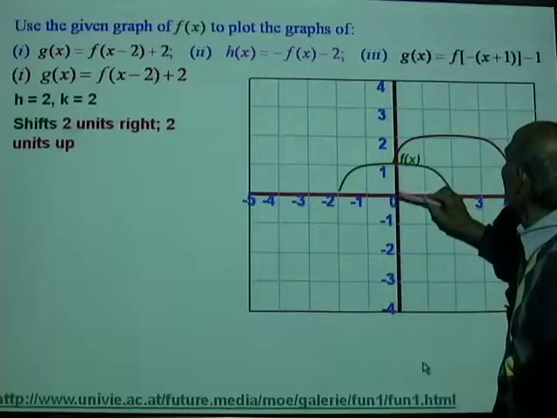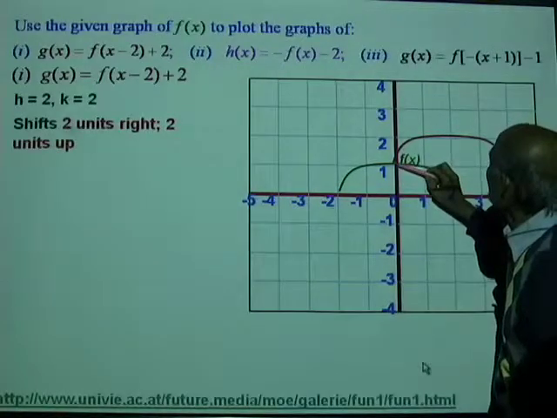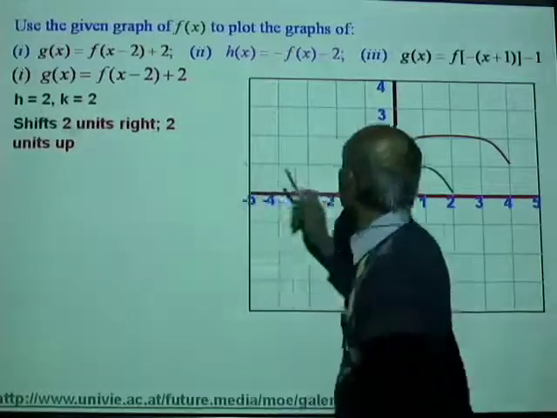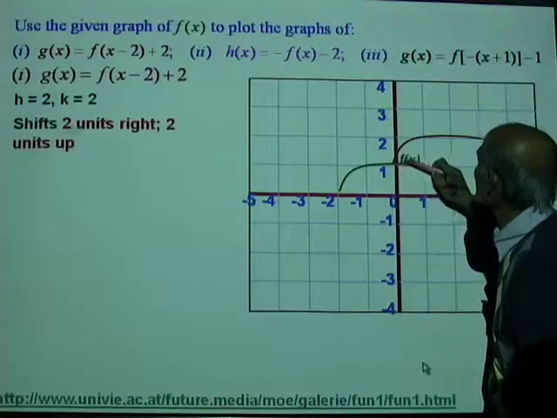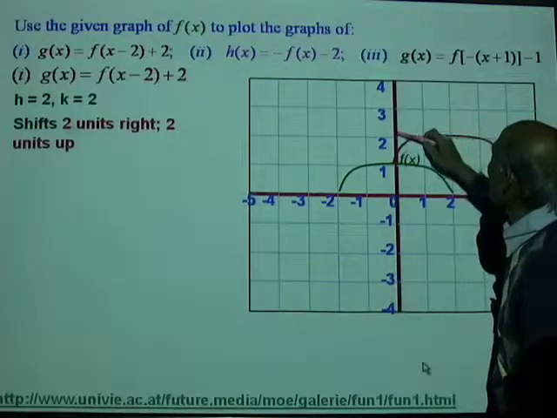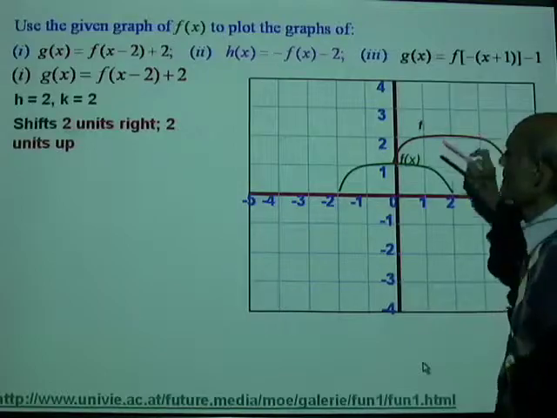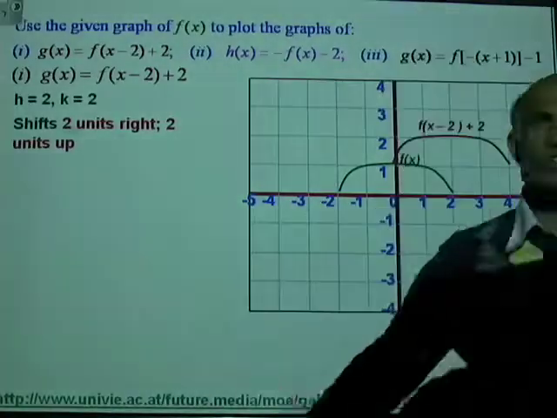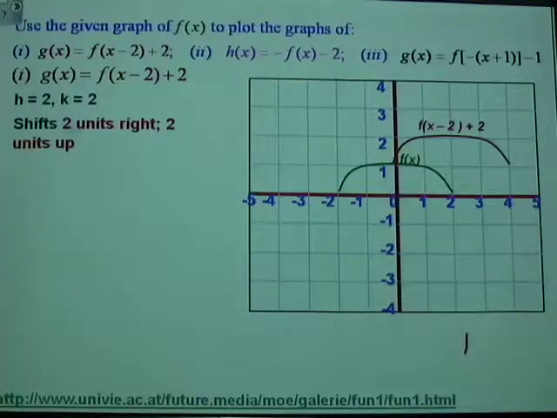Yes, h equal to 2, k equal to 2. That means each point, this point will shift 2 units to the right and 2 units up. The graph will be like this. Well, you can see obviously I haven't drawn that correctly, so let me go and draw it well. Take a point here, shift it 2 units to the right here and 2 units up. The graph will look like this. That's right. So the shift is 2 units to the right and 2 units up. Alright, I'm going to erase that now.